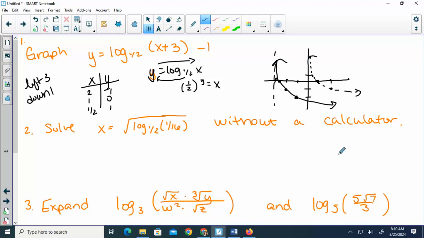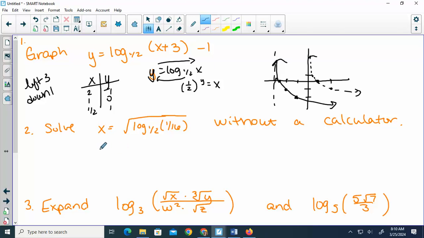Why was this one decreasing? How could we know that from the original? Yeah, because the base was smaller than 1. Alright, let's look at this one. If I ask you to solve it, what are your thoughts?